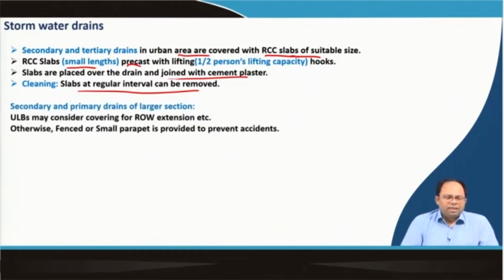For larger drain sections like secondary and primary drains, because they take up quite a bit of area, particularly in urban areas, we can think of covering them. Usually these drainage channels go along the roadways, along the road network. So you will find the canal going along the road, primarily a canal for stormwater drainage, and there we can create covers on that canal or extend the right of way of that road and use that space as well.